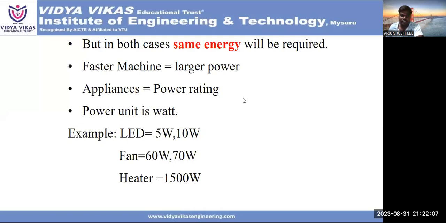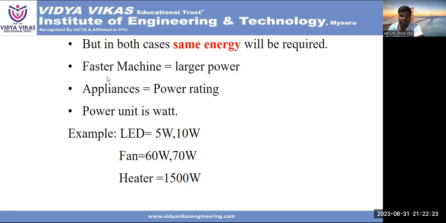Faster machine, larger power; slower machine, less power. Next, what are appliances? The rating of appliances is nothing but power. What is the SI unit for power? That is nothing but watts. The SI unit for power is watt.